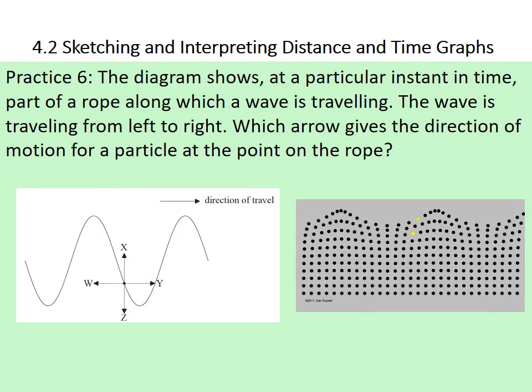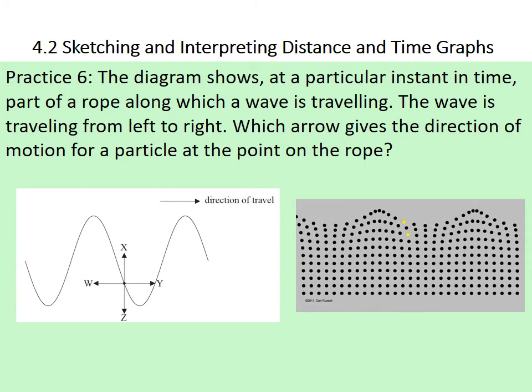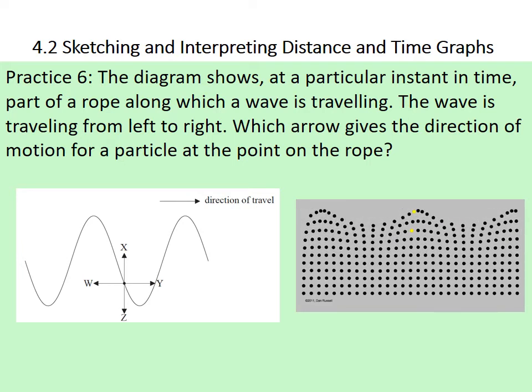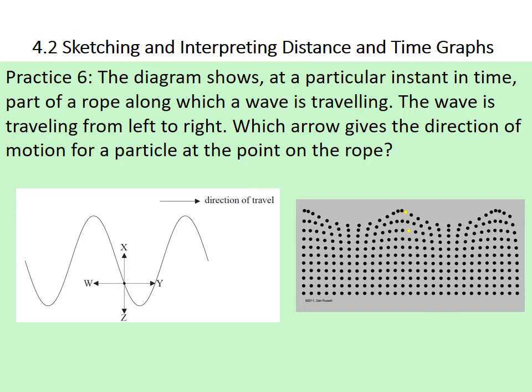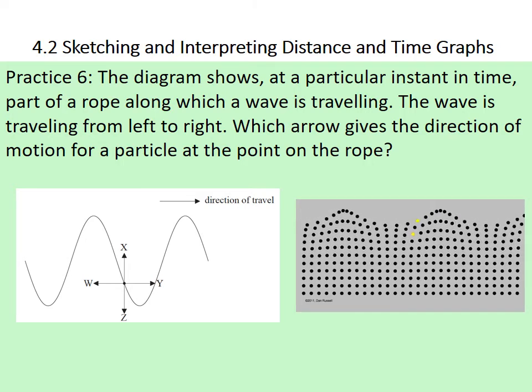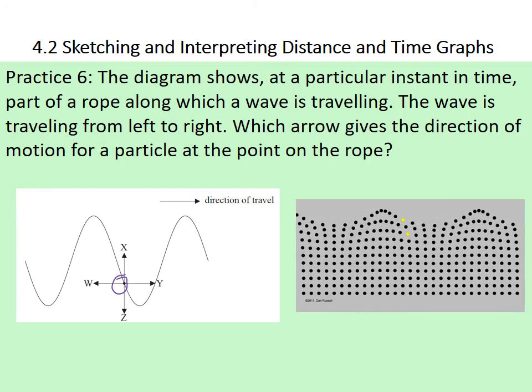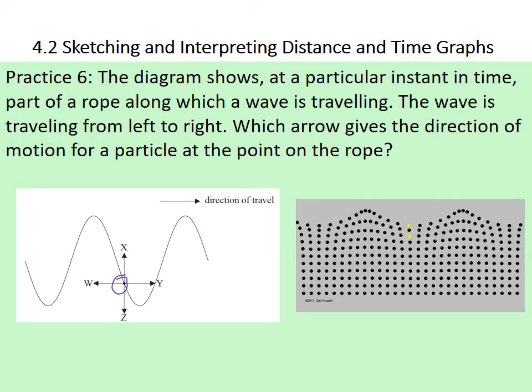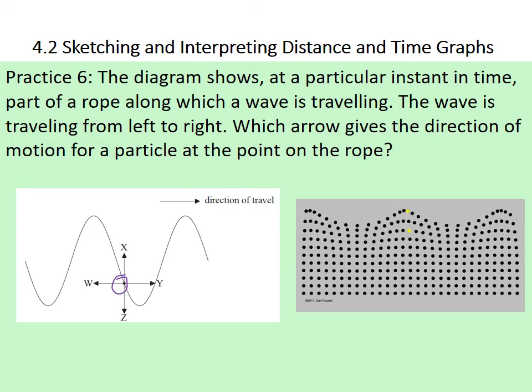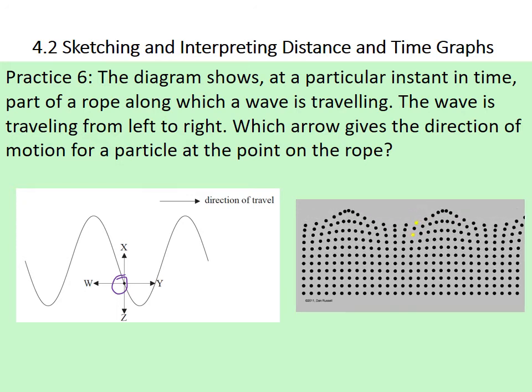The diagram shows, at a particular instant in time, part of a rope along which a wave is traveling. The direction is traveling from left to right. Which arrow gives the direction of motion for a particle at the point on the rope? So we're looking right here. This is the point. And to figure out where the point is going to be traveling, you look at what wave fronts are coming towards it.